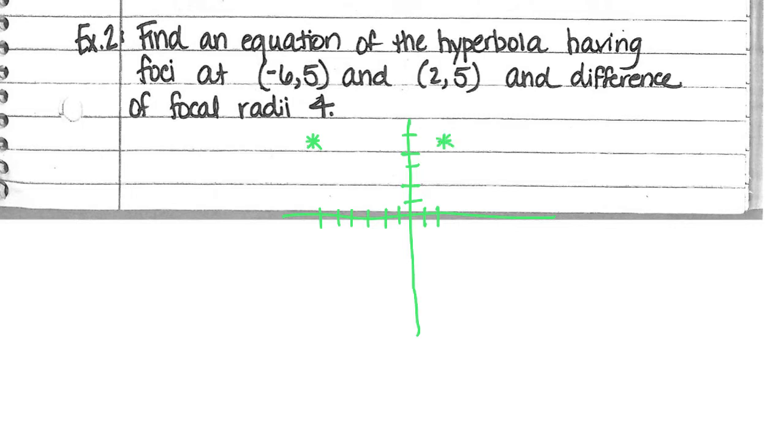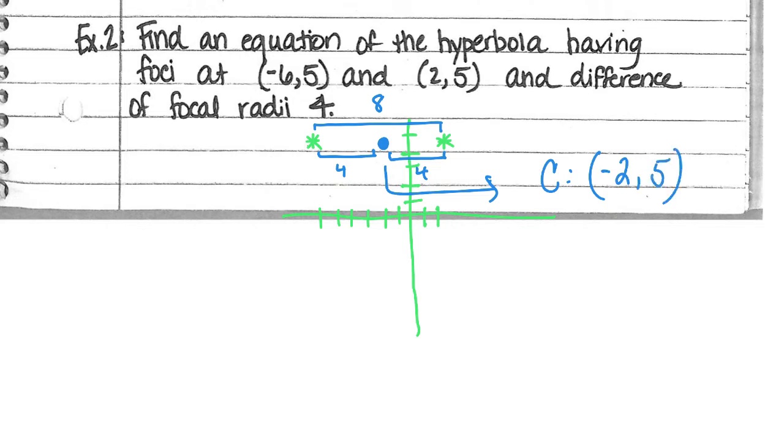So that's here. So I know that the center of the foci is going to go right smack dab in the middle of these two. So I know that these are 8 units apart. So I know right here, 4 and 4 is going to give us the distance. So the center, we now know, is at negative 2, positive 5.